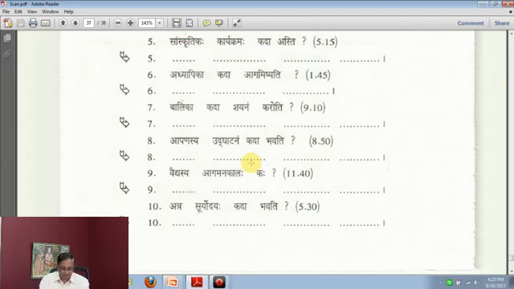Oh, sorry. Ninth. Vaidyasya Agamana Kalaha Kada Kaha. So here Agamana Kalaha, that is the main. Vaidyasya Agamana Kalaha Kaha. What is the time of doctor's coming? What is the time of doctor's arrival?